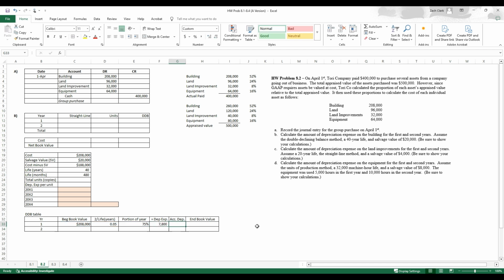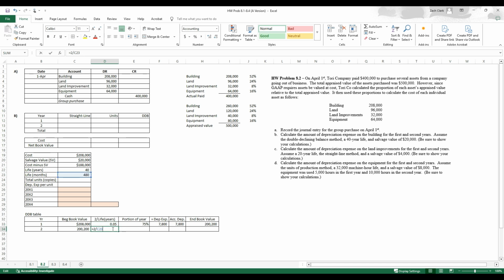So 7,800 becomes our depreciation expense. Since it's the first year, the only thing we've accumulated so far is $7,800. And so our ending book value then is our cost minus accumulated depreciation. Then we take our number down to the part there again.